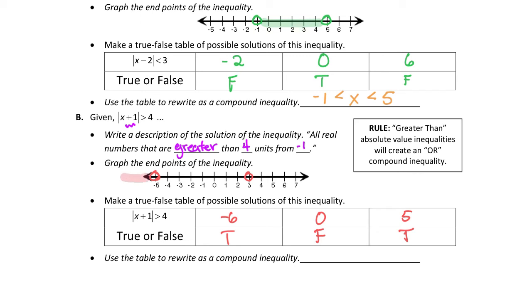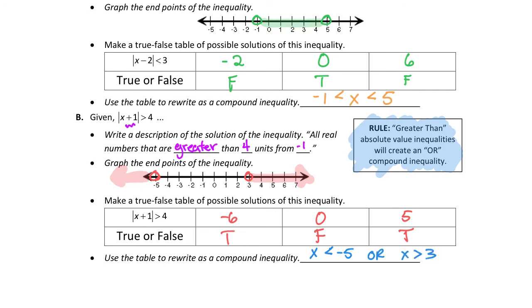So that means for my shading, I'm going to shade anything less than -5. So these are the true areas, and greater than 3. So I'm hoping you can remember just a little bit that if it's shaded on the outside, that starts with an O, so this creates an OR. So what this means is we actually have a rule here, that if you start with a greater than absolute value inequality, you're going to create an OR compound inequality. So we have to write that as 2 separate inequalities. X is less than -5, or X is greater than 3.